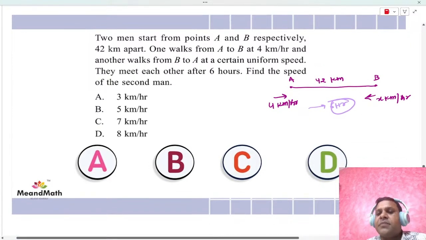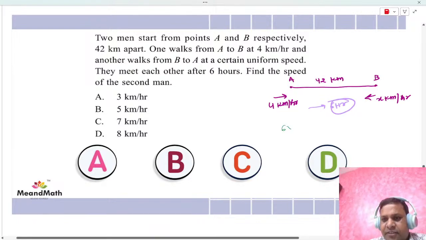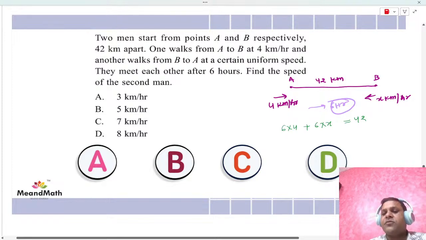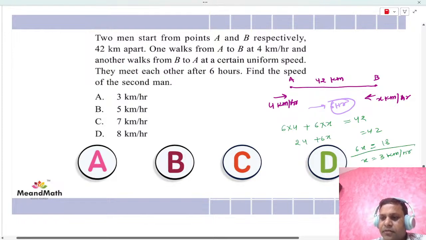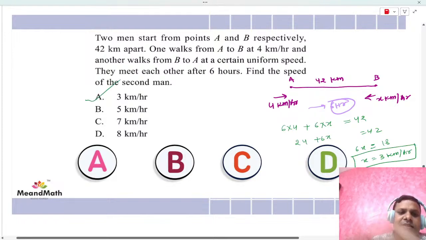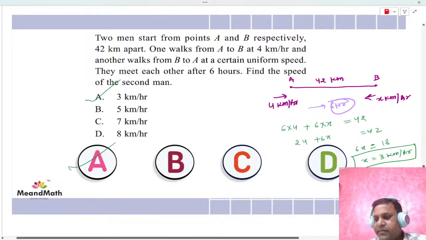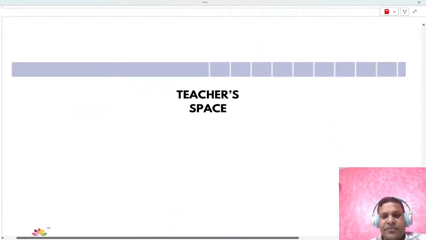That means both covered a total distance of 42 kilometers in 6 hours. So 6 into 4 plus 6 into x is equal to 42. Simple formula based question. So 24 plus 6x is equal to 42, 6x is equal to 18, x is equal to 3 kilometers per hour. The answer is 3 kilometers per hour. Okay, next question.